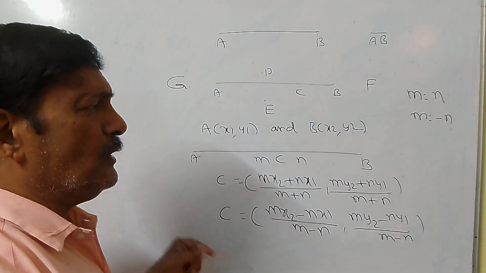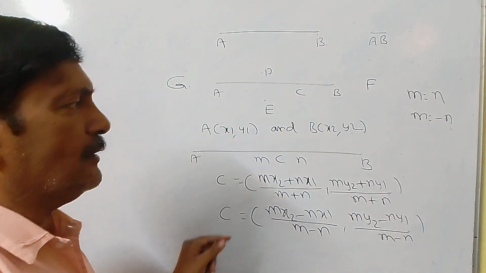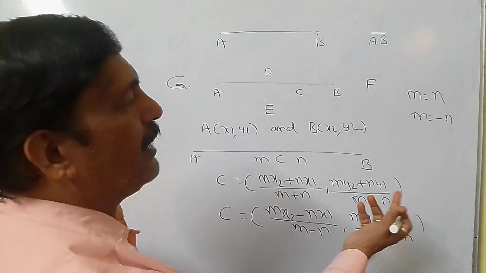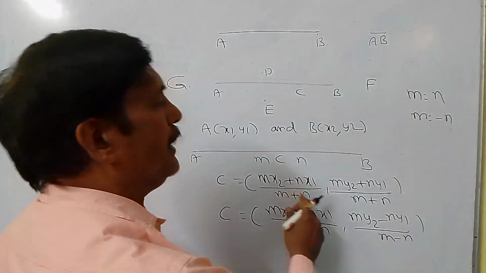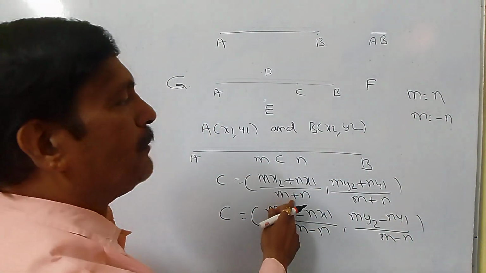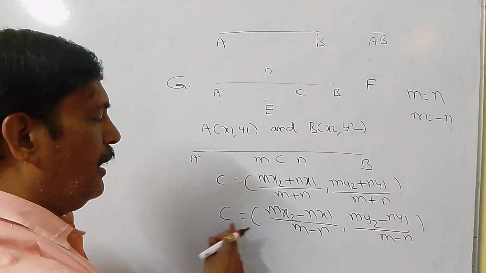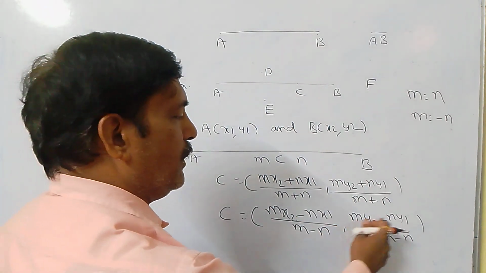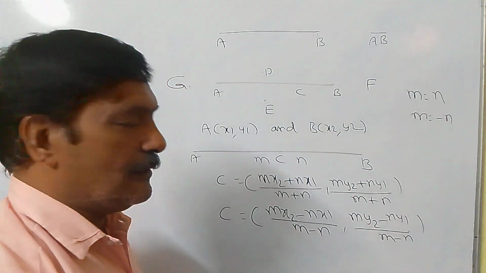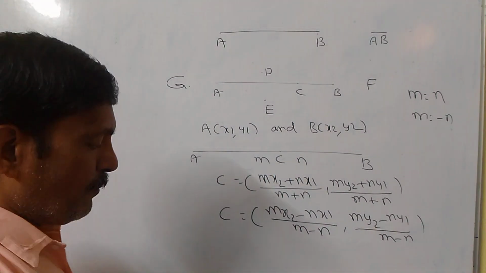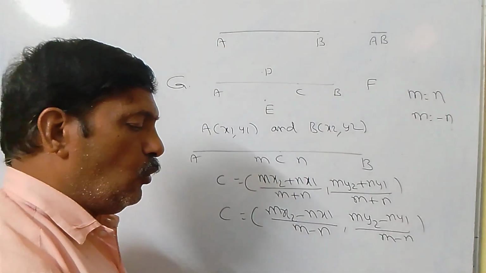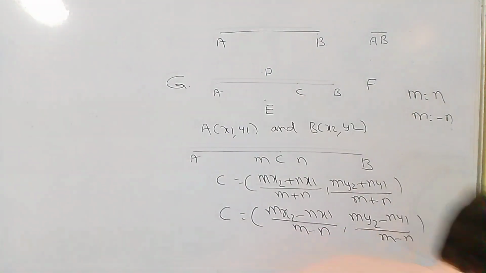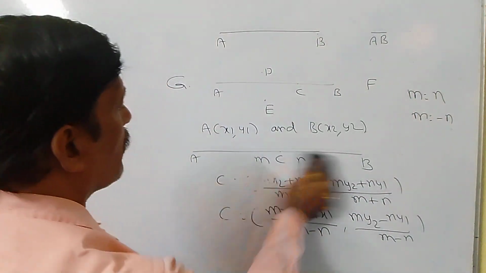Whenever the ratio is negative, we will find the external point. See here, these both are the same actually. Just in place of n, we are writing minus n. That's why this is the formula (mx2 - nx1)/(m - n), comma (my2 - ny1)/(m - n). This is the external point. Now I will show you one example of how to use this formula.